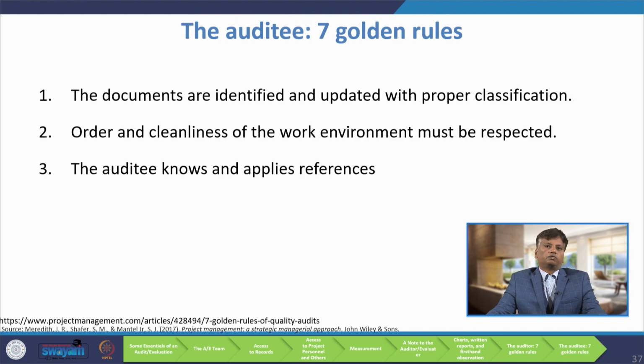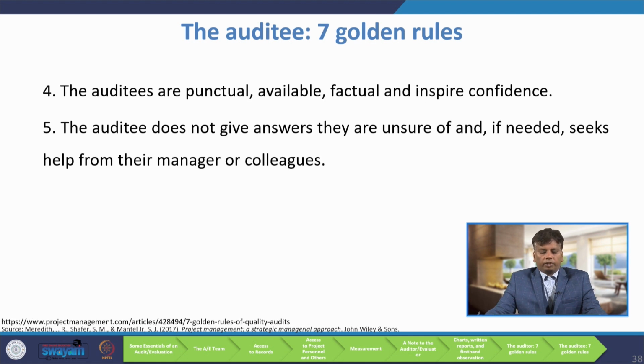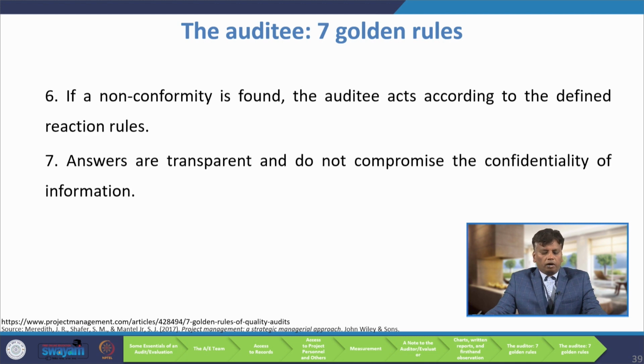Now, we will see the 7 golden rules for the auditee. So, the documents are identified and updated with the proper classification. The second rule is the order and cleanliness of the work environment must be respected. The auditee knows and applies the references. The fourth rule is the auditees are punctual, available, factual and inspire confidence. The auditee does not give answers they are unsure of and, if needed, seeks help from their manager or colleagues. The sixth rule is, if a non-conformity is found, the auditee acts according to the defined reaction rules. The seventh golden rule is answers are transparent and do not compromise the confidentiality of the information.